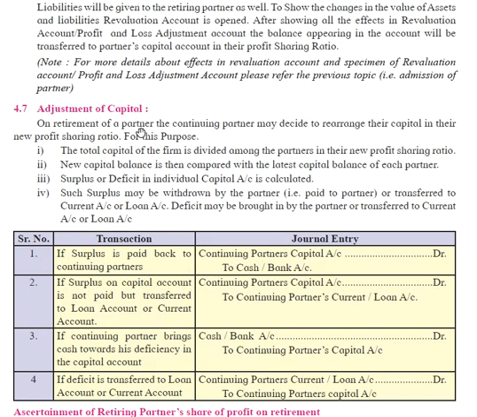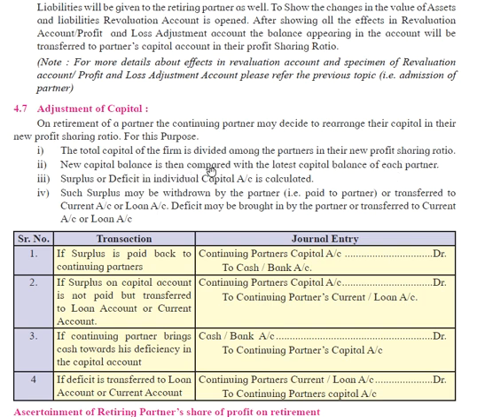And adjustment of capital. On retirement of a partner, the continuing partners may decide to rearrange their capital in their new profit sharing ratio. For this purpose, the total capital of the firm is divided among the partners in their new profit sharing ratio. They will change the profit sharing ratio, that is, the new profit sharing ratio.